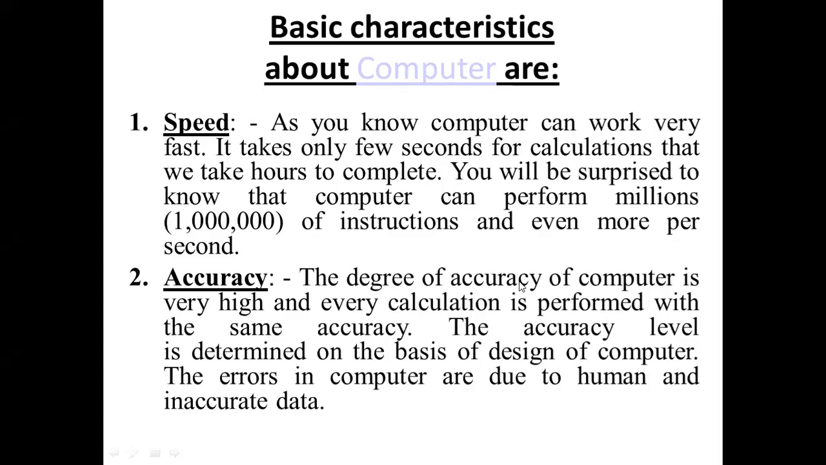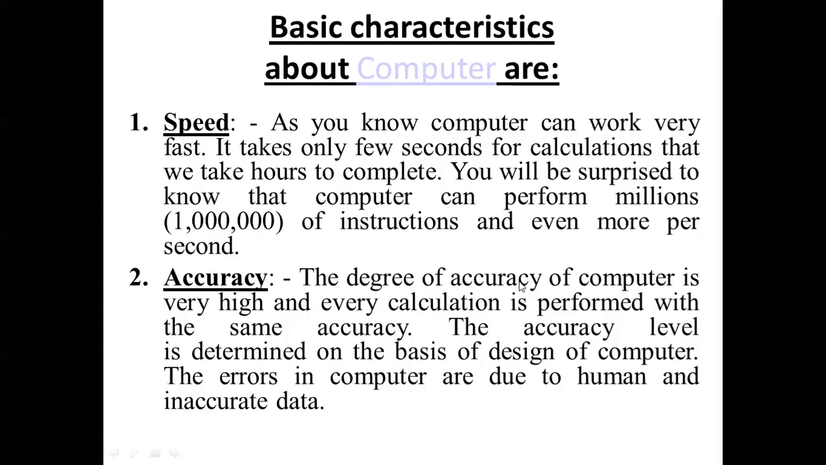Next are the basic characteristics of a computer. What are the various properties, characteristics, and features of a computer? First is speed. As we all know, a computer is a fast device. If I want to do one task manually with manpower, it will take more time. But if we do any task with the help of a computer, it will be done in a nanosecond, in a picosecond, or in minutes only. So see, first is speed.